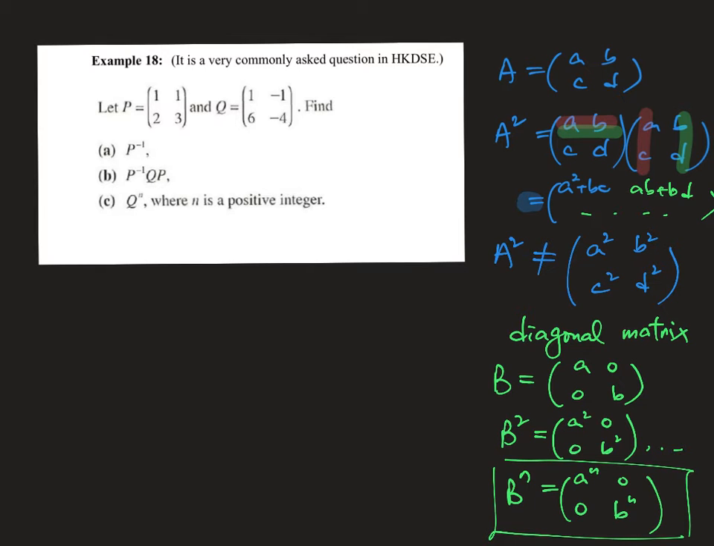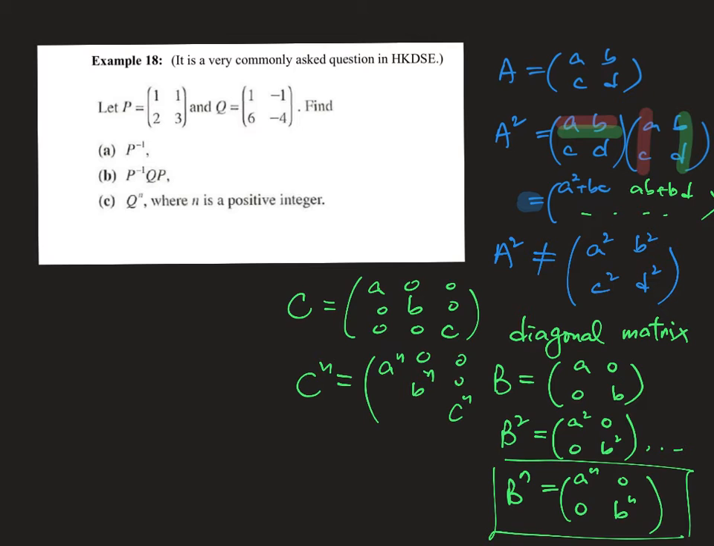The result is special because it not only applies to 2 by 2 matrices. For example, if C is another diagonal matrix, that means along the diagonal you have a, b, c, whereas the other entries are all zeros. C to the power n also carries the same kind of answer, which is a to the power n, b to the power n, c to the power n. For the rest of the entries, they are all zeros.